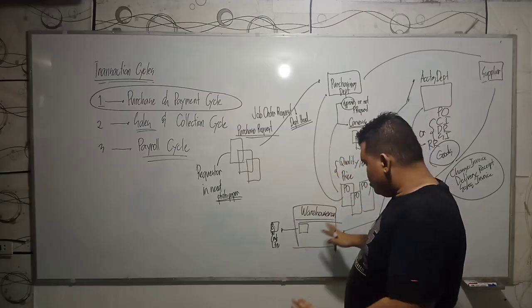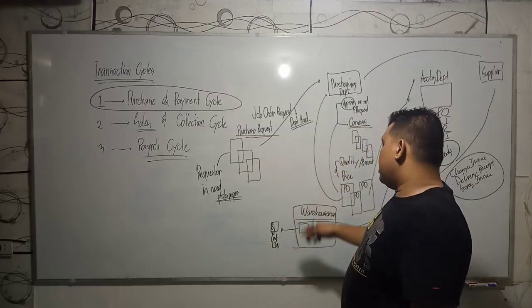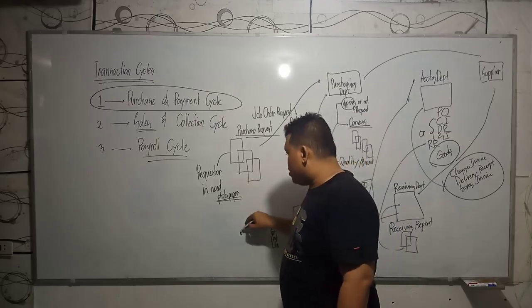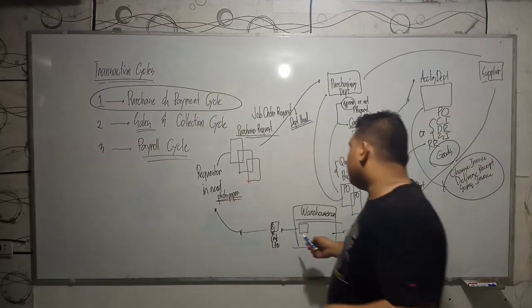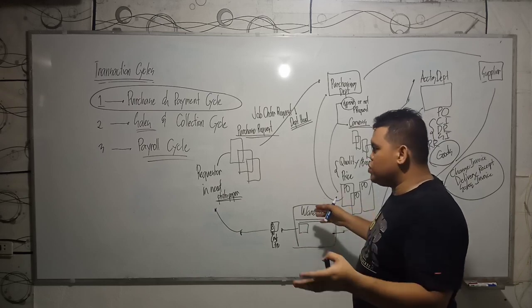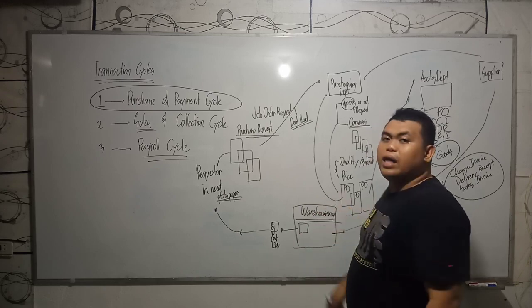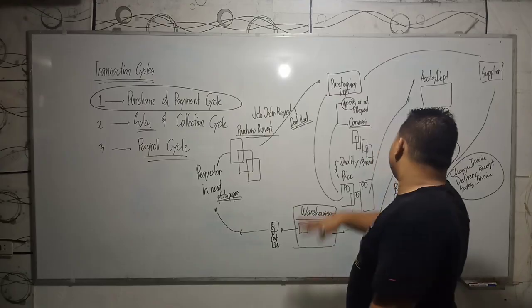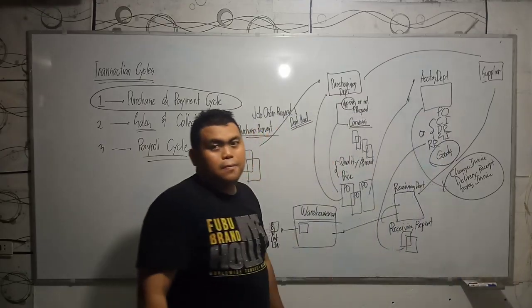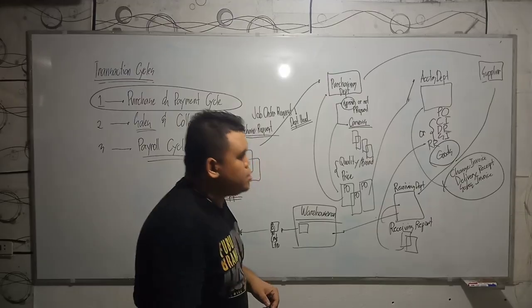Now, after everything, document control and everything, this will be endorsed to the requestor. And the requestor will also sign that he or she has received the item. So that's again the purchasing cycle. Okay? So how about the payment cycle?